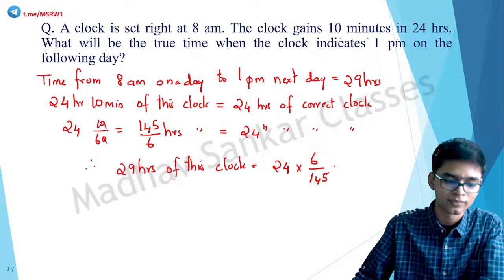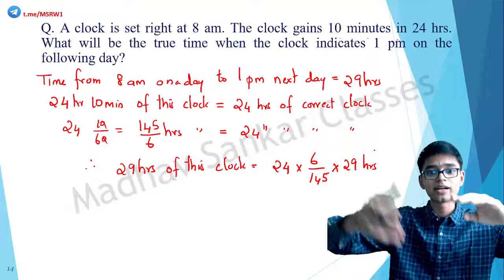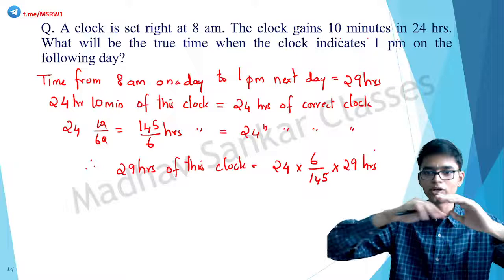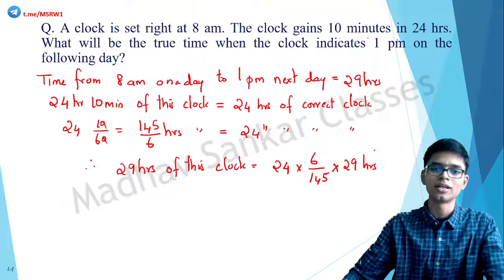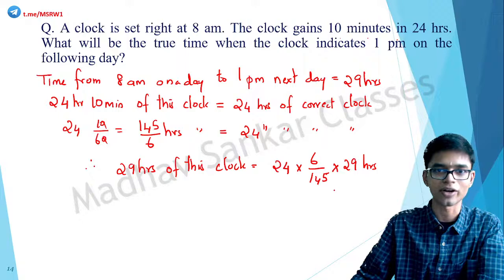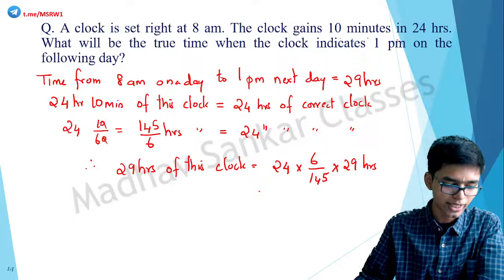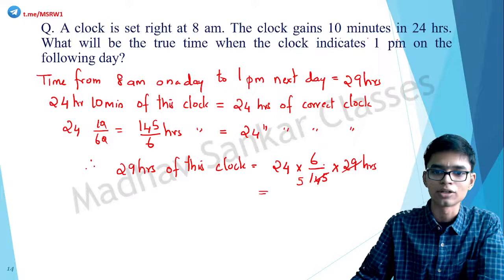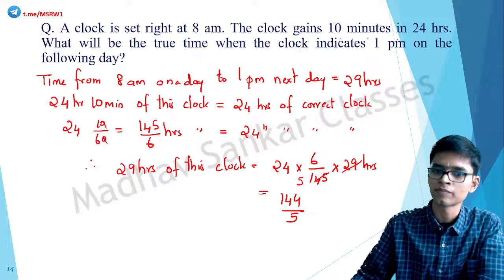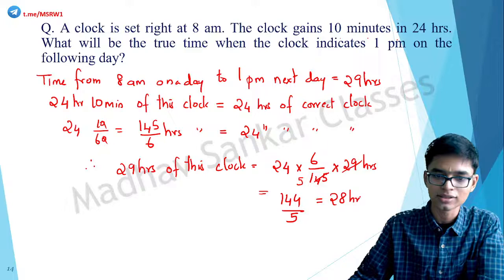That is 24 divided by 145 by 6. That is into 6 by 145. You know, when you divide by a fraction, it will become reciprocal in multiplication. Correct. So 24 divided by 145 by 6 is equal to 24 into 6 by 145 into 29 hours. Correct. So when you solve this, you would get, this is 5 and 24 into 6. 24 into 5 is 120. So 144 divided by 5. Okay. So this is equal to, when you solve this, you can get 28 hours and 48 minutes.